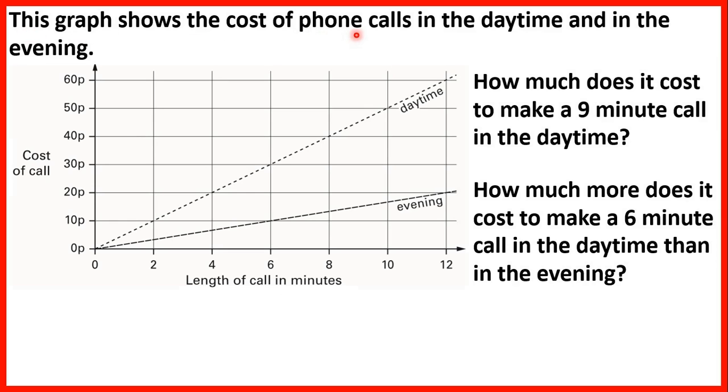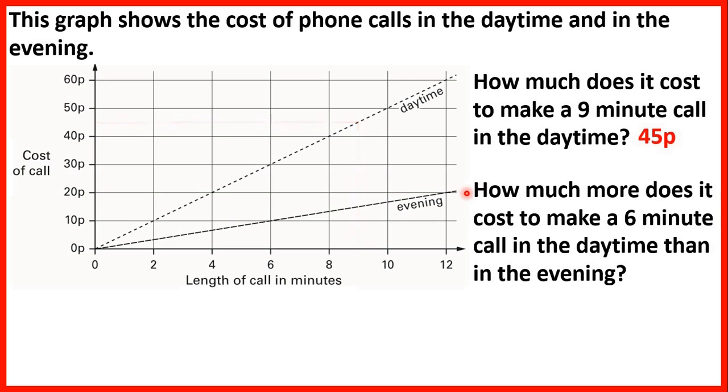This graph shows the cost of phone calls in the daytime and in the evening. How much does it cost to make a 9-minute call in the daytime? So we have length of call in minutes on the bottom, and 9 minutes will be right in the middle of 8 minutes and 10 minutes. Now we want to know the cost in the daytime, so we need to look at our line which shows daytime. When it hits the line, what we can do is draw a line to the left and then we can see that the cost of the call is between 40p and 50p, and it's right in the middle, so that means the cost is 45p.